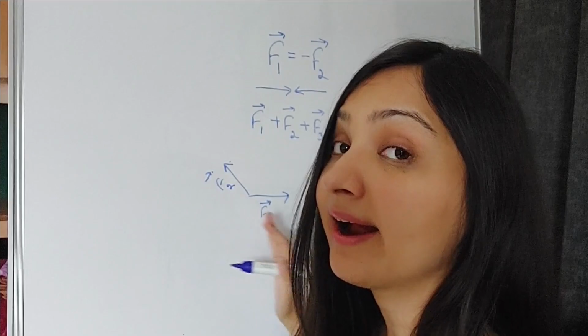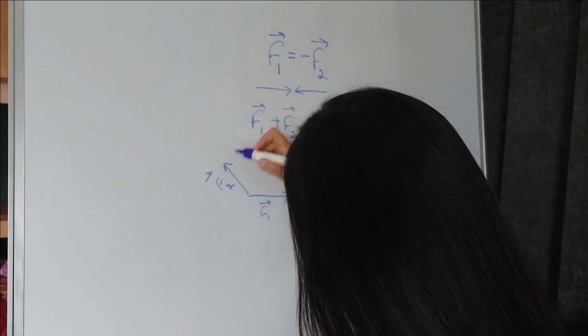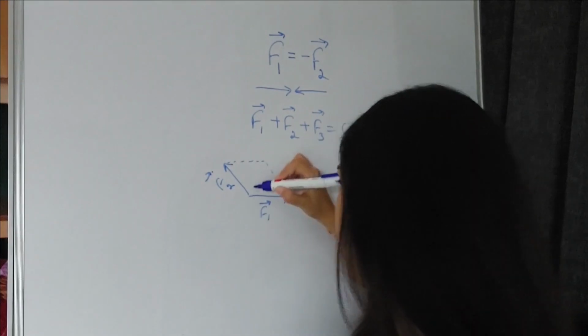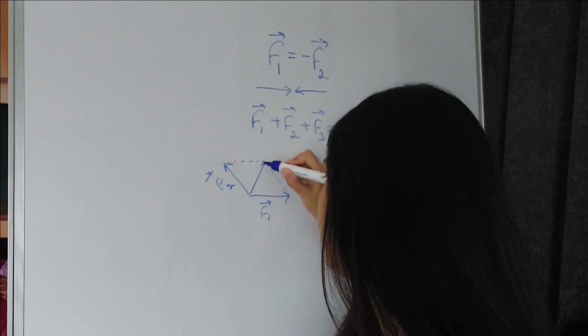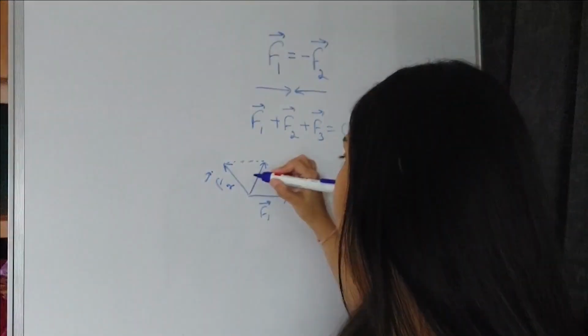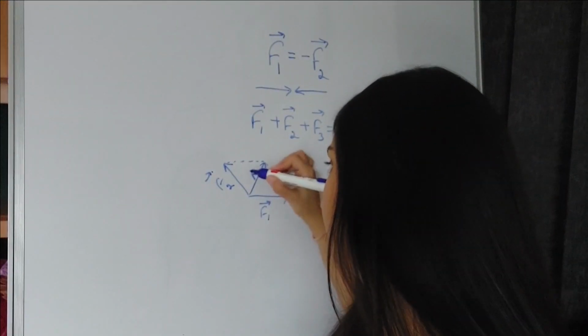Now, how do I add these two forces? I complete the parallelogram like this, and the resultant will be this diagonal. So this is the resultant. I denote it by R, say.